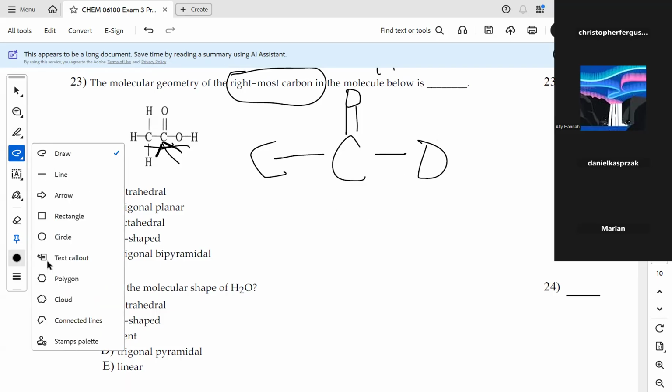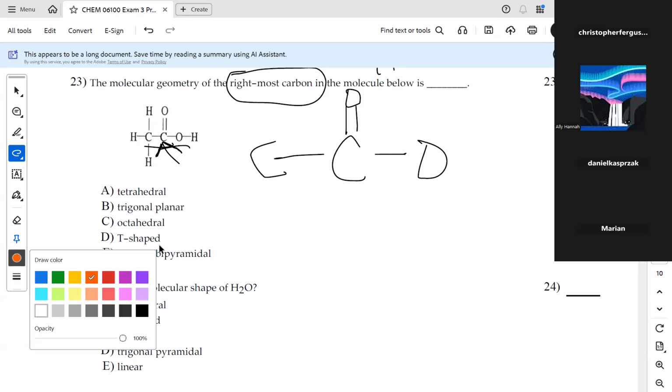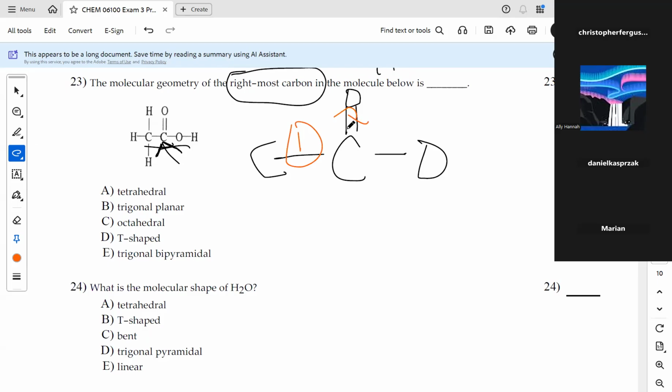Let's see if I can change color or something here. How about orange? So we have 1, 2, oh, with that double bond there, 3 electron domains coming out of our atom there. So we only have 3 electron domains. So that will give us what? A trigonal planar, right? Molecular geometry. Right, so 3 electron domains has that flat kind of geometry bonded to 3 things.